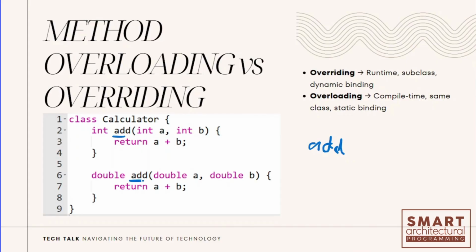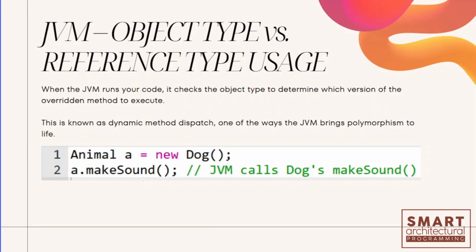So overloading is compile time, same class, and static binding, and it's basically parameter-based selection between similarly named methods within the same class. While overriding is runtime, it means that the subclass is overriding one of the methods of the superclass, to be more specific for the subclass, and it creates dynamic binding, not static. So with that understanding, let's push ahead into JVM, object type versus reference type usage.